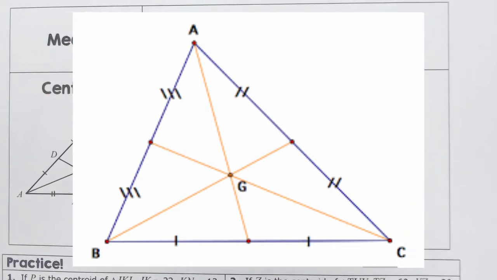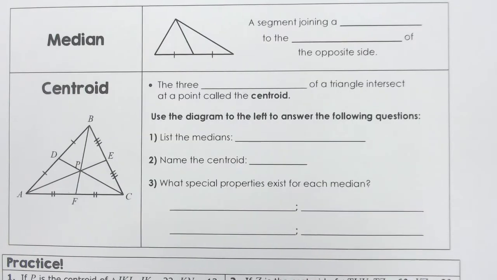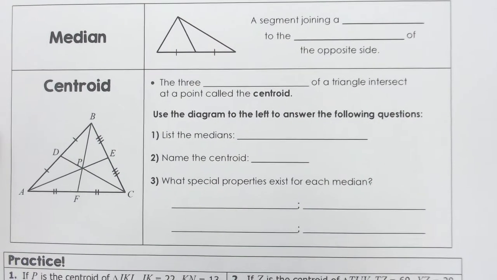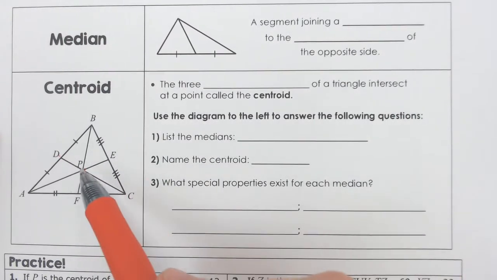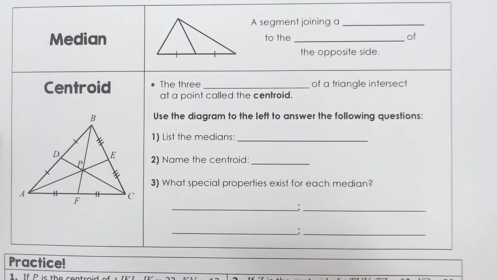The centroid is different than any other triangle center. The centroid has no congruent triangles in it, so that's very important to remember. That means that even though point P is the centroid, D to P is not going to be equal to P to E, even if it looks like it. Nothing is going to be equal except for the parts that are actually labeled here. A to F is equal to F to C.